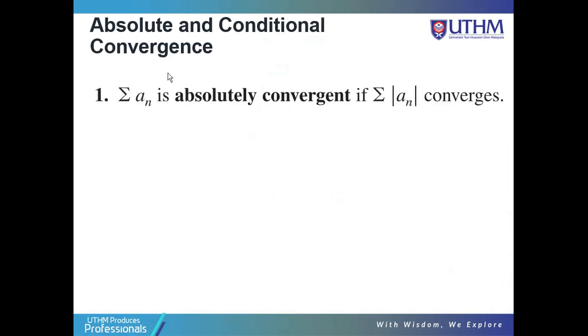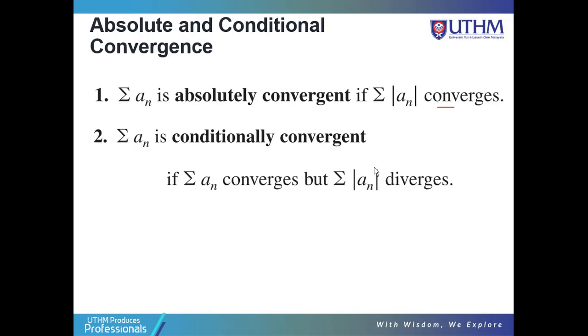So a series we can call absolutely convergent if the sum of the absolute series is convergent. And a_n is conditionally convergent if the absolute value of the series is divergent. That means when you sum this series, the answer does not converge.